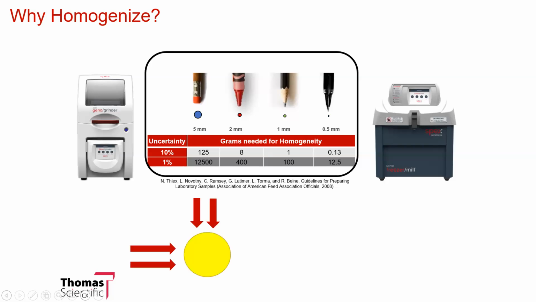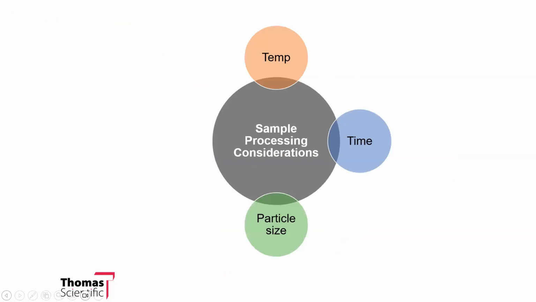Also, the smaller the particle size, the easier it becomes for you to fully extract or digest a particle. If you have a large particle size, then you might not get to the center of that particle for an extraction. Or for a digestion, it might take longer to digest, but a smaller particle, you have a better chance of getting to the center of that particle.